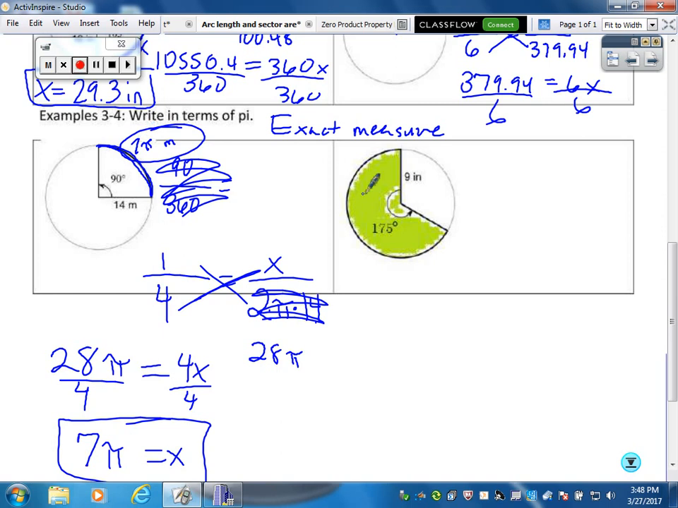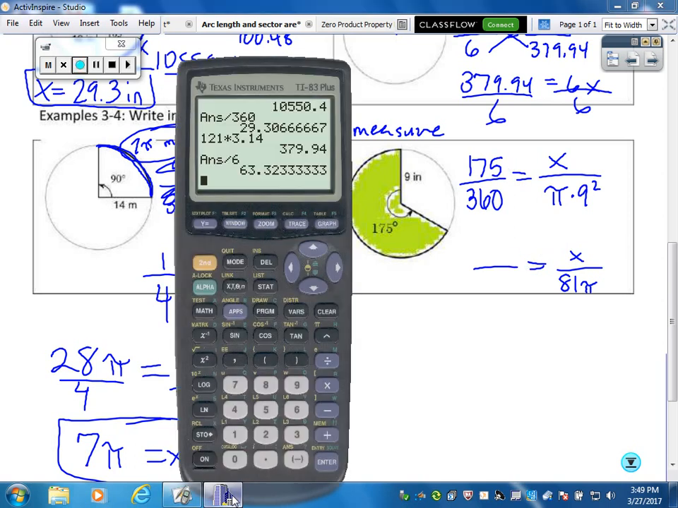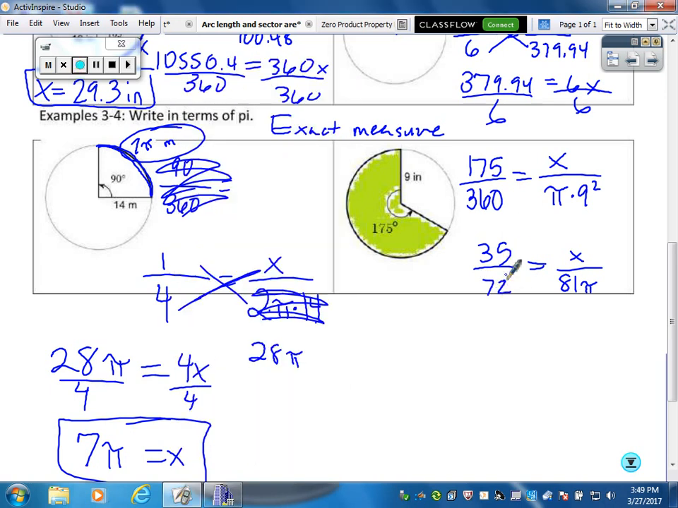Alright, next one, again, I know I want sector because it's shaded, but also look how bold it is all the way around. So I have 175 degrees out of 360. And that is equal to how much of my area? So that is pi r squared. So I'm going to go ahead and write this as 81 pi. And I am going to go ahead and simplify here. So I'm thinking what goes into both of those? Probably 5. So let's just go to our calculator real quick. So we got 175 divided by 5. 35, and 360 divided by 5 is 72, and that's good because they have no other factors in common.